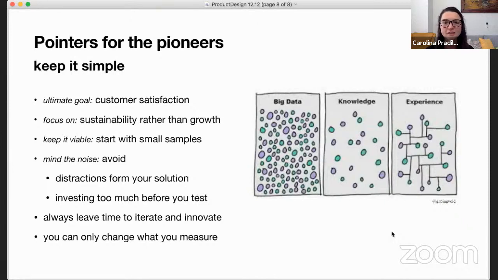So do not get distracted by big numbers, by big data. Learn how to simplify it, break it down into knowledge. And from knowledge to experience, that's the game changer. And that is where I'm saying it's very important to iterate.